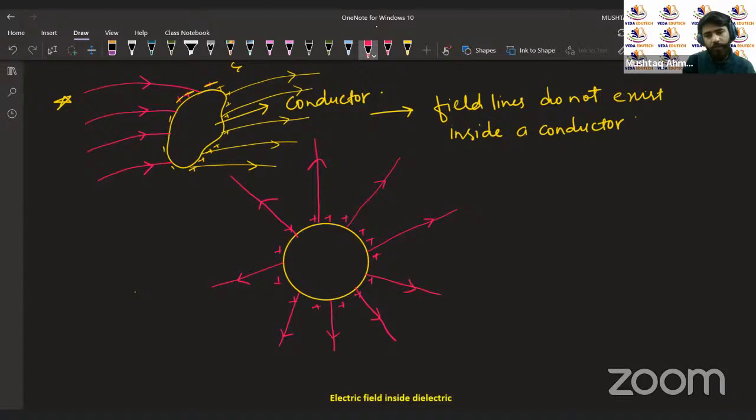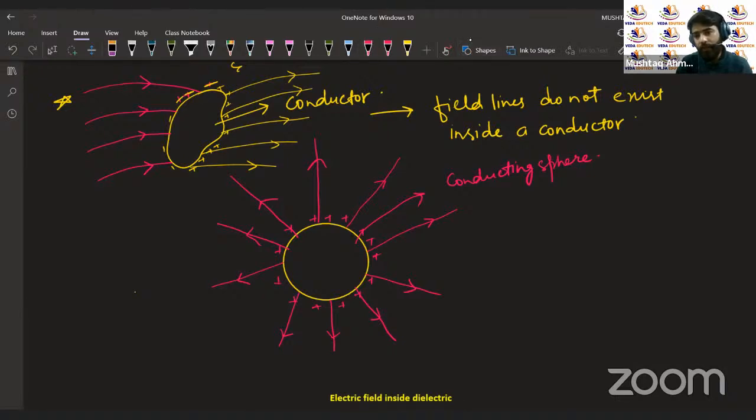It's a conducting sphere, right? It's a conducting sphere. So there will be no electric field inside this conducting sphere. And let's take one more example.